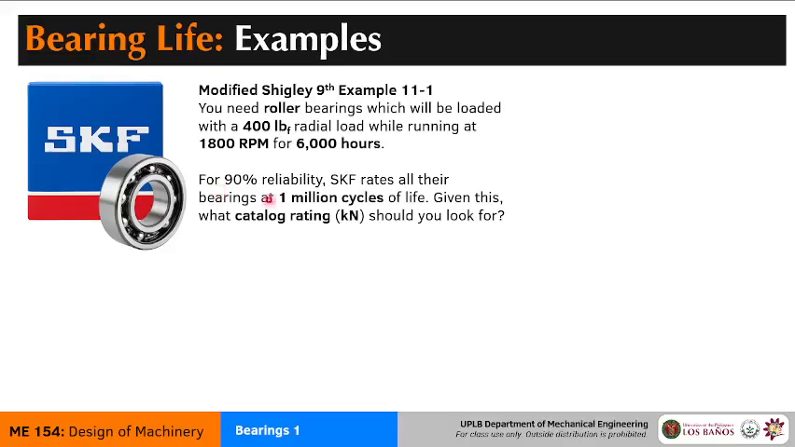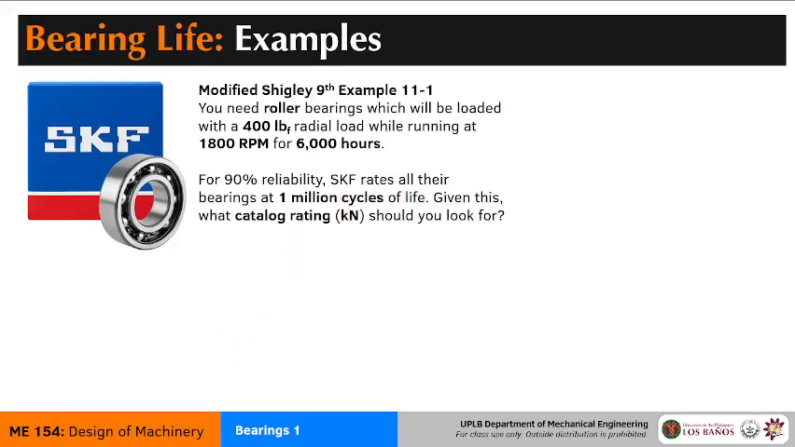Now, for 90% reliability, SKF, a bearing manufacturing company, rates all of their bearings at 1 million cycles of life. Given this, what catalog rating in kilonewtons should you look for? So again, you have your design parameters and you are shopping for bearings. The manufacturer rates all of their bearings to 1 million cycles or 1 million revs. Given that, what catalog rating, what C10, should you be looking for?